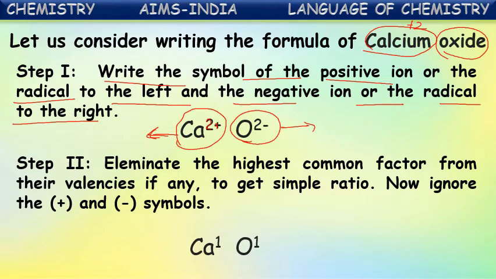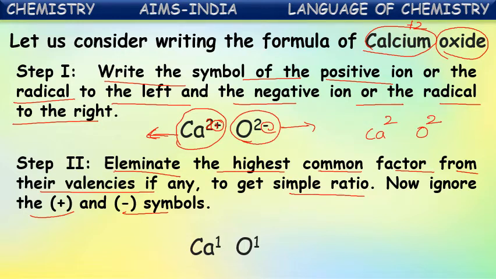Now the second step. Eliminate the highest common factor from the valencies and get the simple ratio, and ignore the positive and negative symbols. Here the positive symbol is there, here the negative symbol is there. If you want to cancel that, you ignore it. So Ca2O2. Now both 2s get cancelled, then we get 1 1. So Ca1O1, that we can simply write as calcium oxide.